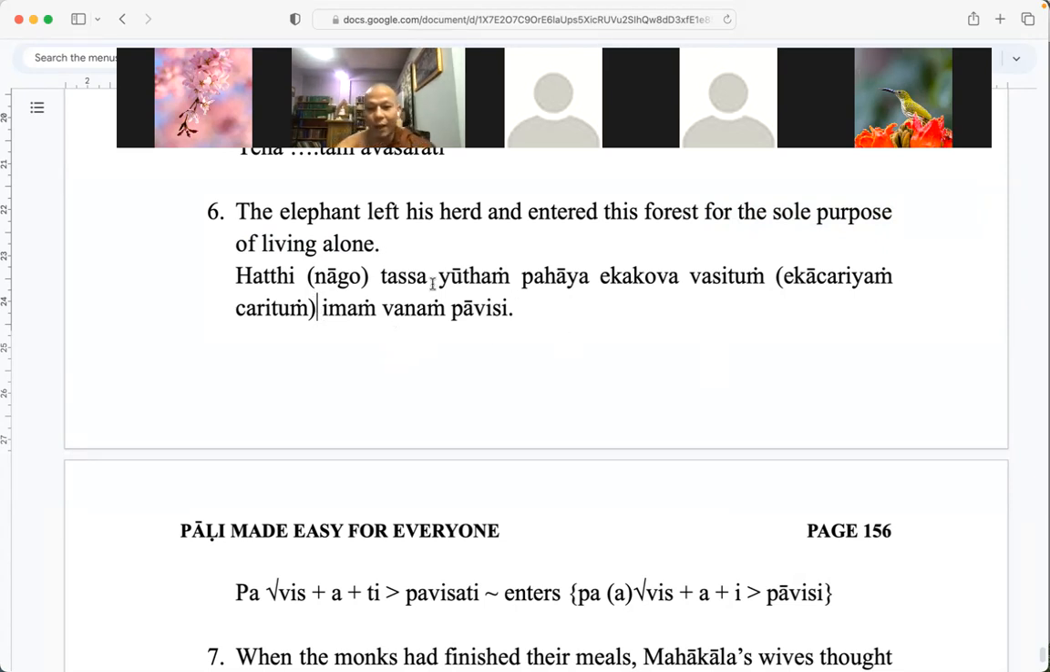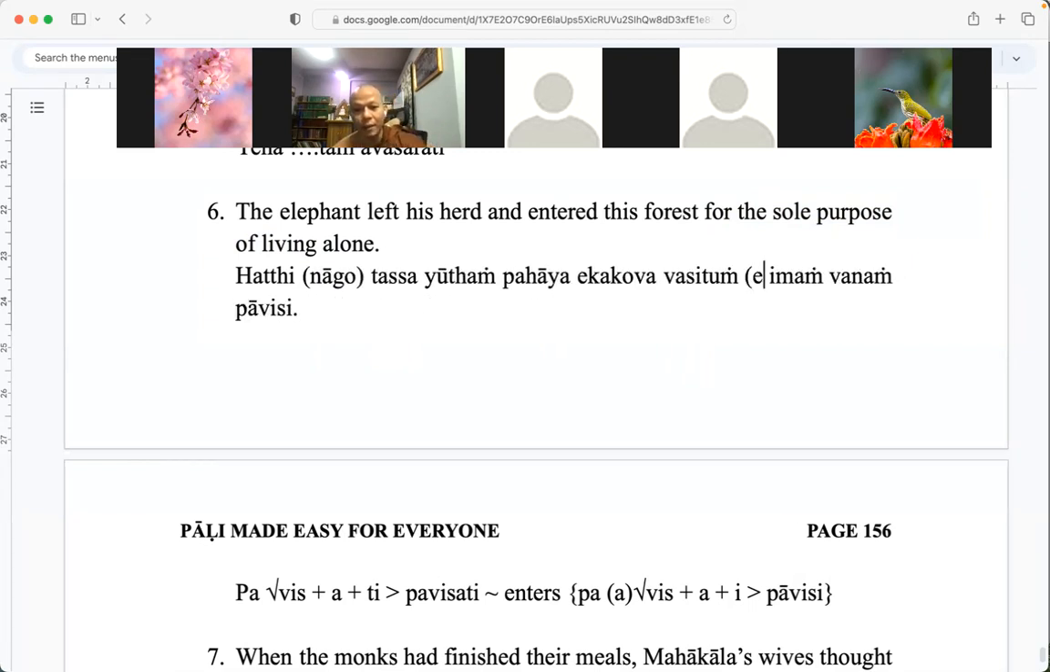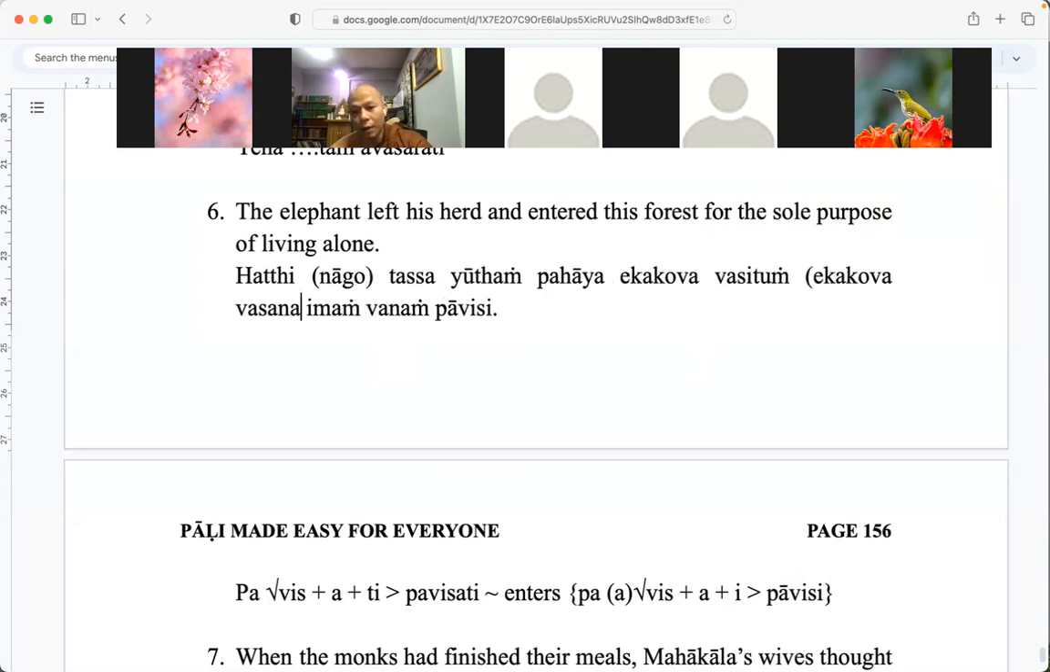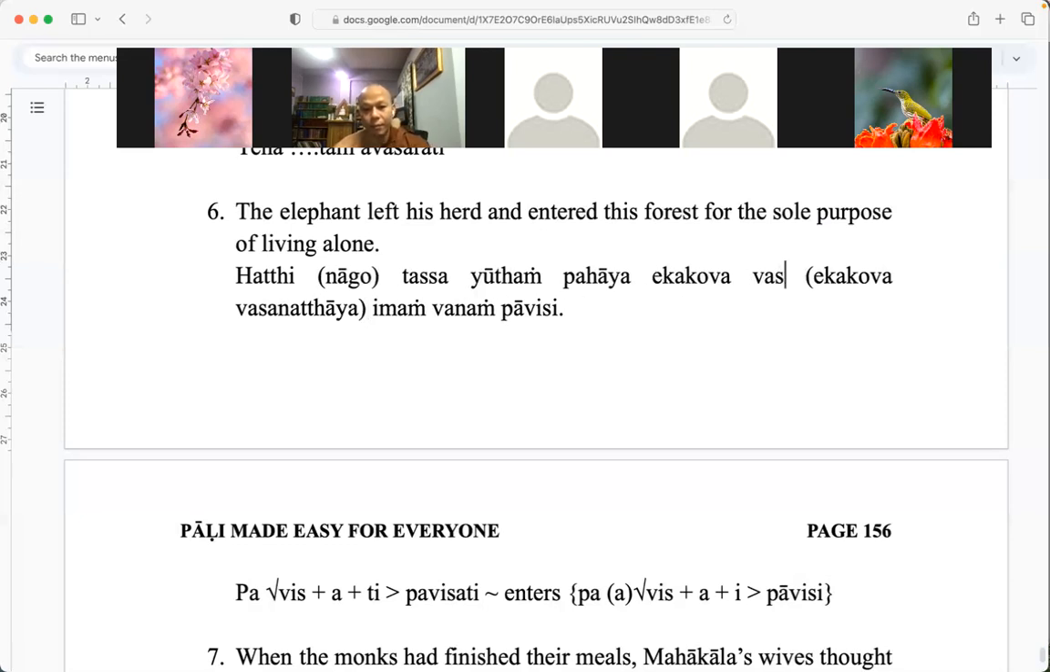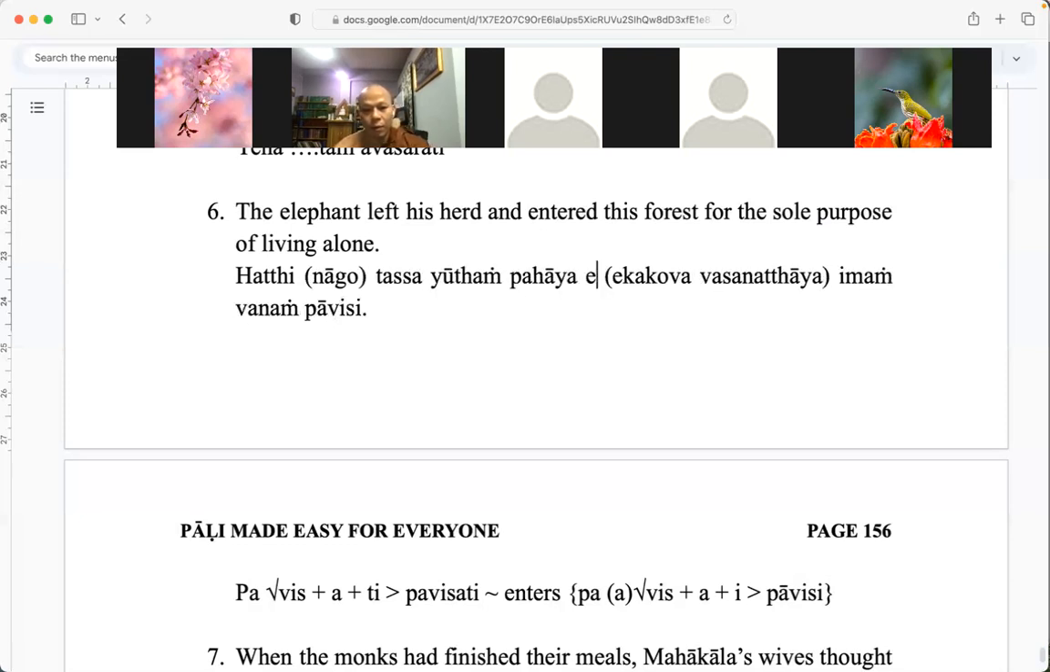Maybe instead of eka jari, the other possible way, the right translation to that, it should be eka ko wa wasanataya. Yeah, that is the right translation. Ekakoa wasanataya. So wasana means living. Ataya means for the sake of or for the purpose of.